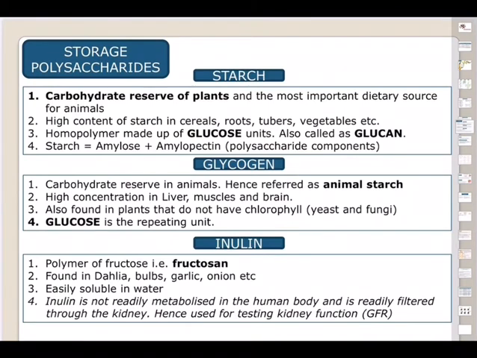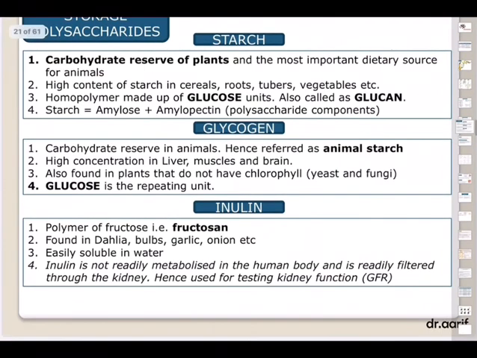And storage, the polysaccharides can be stored in the form of starch. This is carbohydrate reserve in plants, most abundant, and high content of starch in cereals, roots, tubers, vegetables. Homopolymer made up of glucose units, also called glucan. Starch is amylose plus amylopectin. And second, glycogen, carbohydrate reserve in animals, hence it is referred to as animal starch. Glycogen is animal starch. High concentration in liver, muscles and brain.